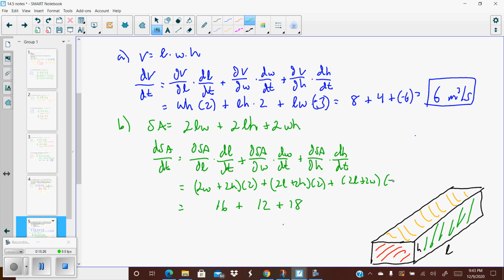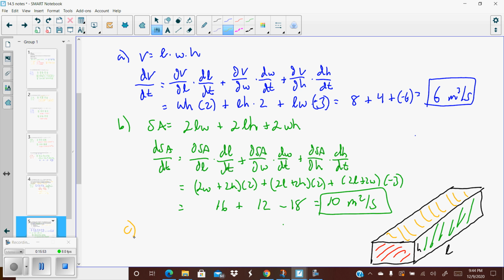So then that's going to be a negative 3 there, which is going to make that a negative 18. So then we're going to get 10. And it's surface area, so it's meters squared per second. So the surface area is increasing at 10 meters squared per second at that very instant. And then the last part. Sorry about that mistake. I'm glad I caught it this time.